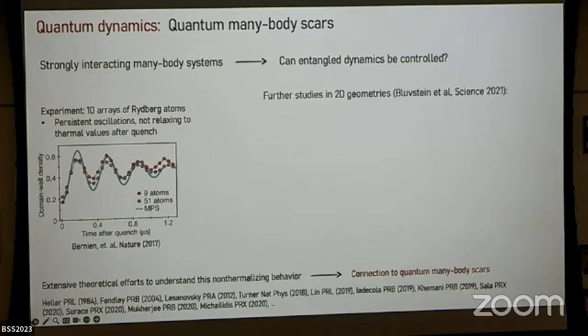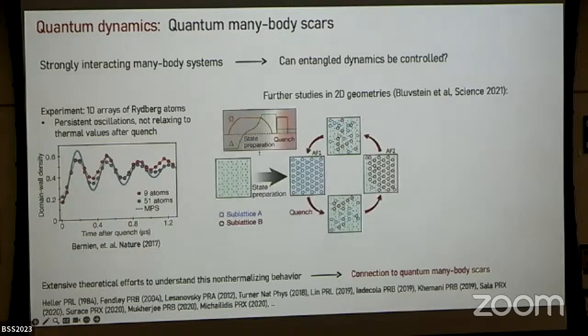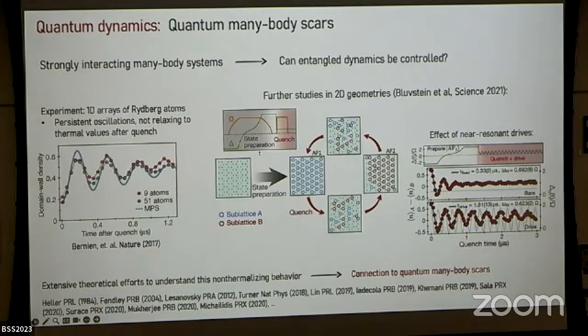Now, a couple of years ago, we replicated a similar experiment, but in 2D. And the other thing that we added, so again, you prepare your state, then you quench it out of equilibrium, you see some oscillations, and you see how you have your system oscillate between these two ordered phases. You always do this with bipartite lattices, so kind of like the square lattice before. You see that it oscillates between the two different antiferromagnetic configurations. And what we did here was also to add a near resonant drive to see if we could extend the lifetime of these scars.